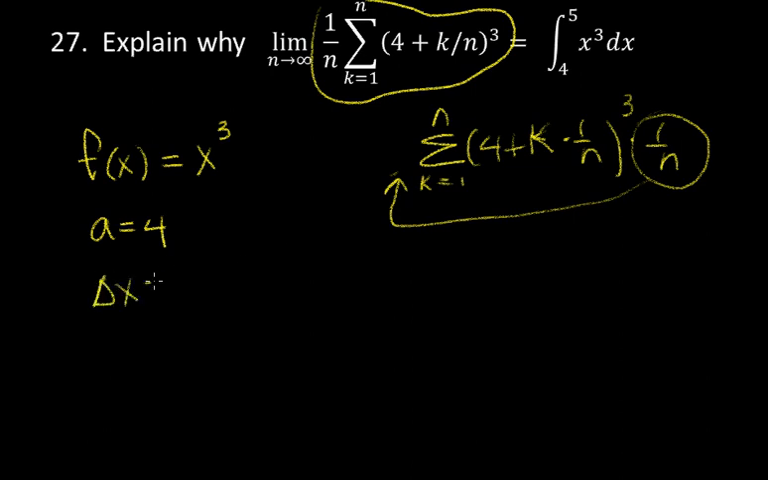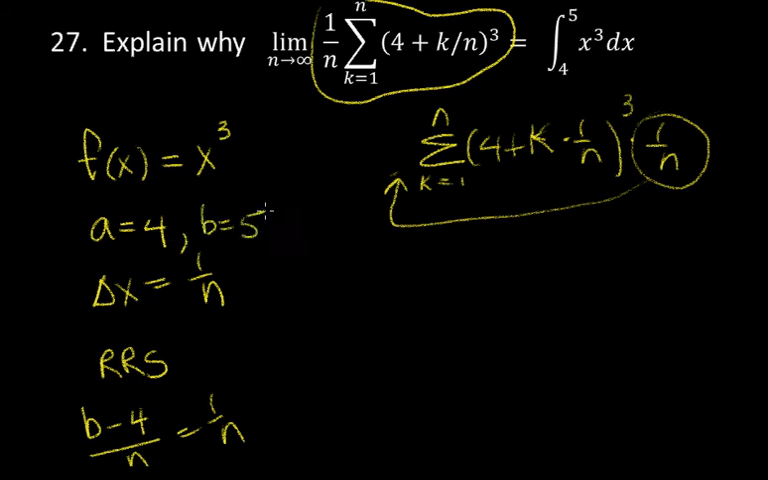So we can see that delta x indeed is 1 over n, and that this is 4 plus k jumps of 1 over n being summed from 1 to n. So this is a right Riemann sum. And what would b be? Well, b minus 4 over n equals 1 over n. That's our delta x. So b clearly is 5. So I'll put b equals 5. And that does it. Once we have f, a, and b, we're really done.